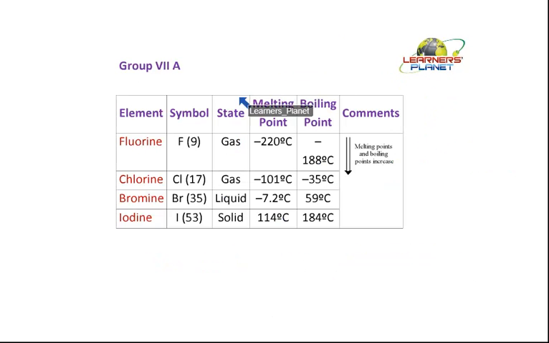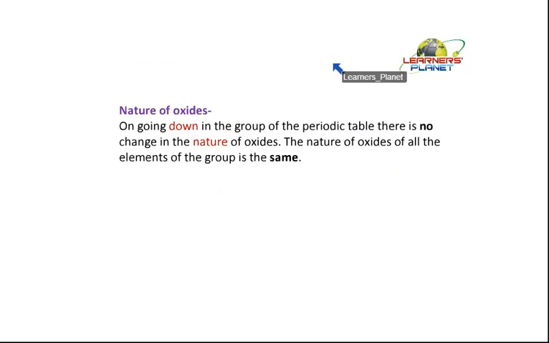Like group 7A, fluorine, it is a gas. Its melting point is minus 220 degrees centigrade. Boiling point is again minus. Likewise, maximum is of iodine, which is a solid. So solids obviously have higher melting points and higher boiling points. I hope you are getting these concepts, students.